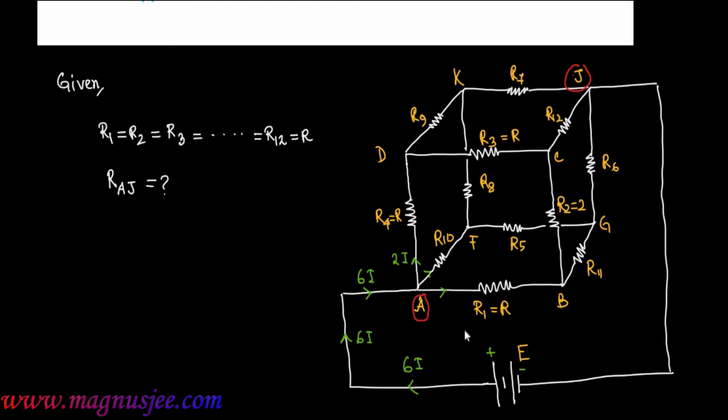3 equal parts, or these 3 equal currents are 2I, 2I and 2I. So that means the current flowing through the arm AD is 2I. To reach from the corner A to J, we can follow the shortest path, that is, the path ABCJ, and also we can reach from the corner A to J following the path AD, the path ADKJ.